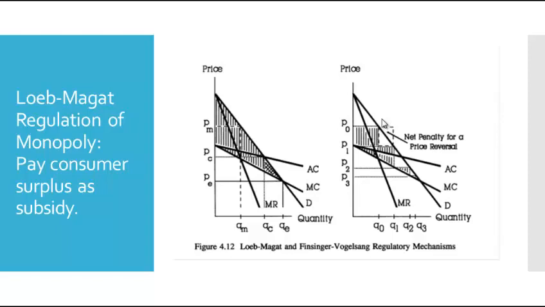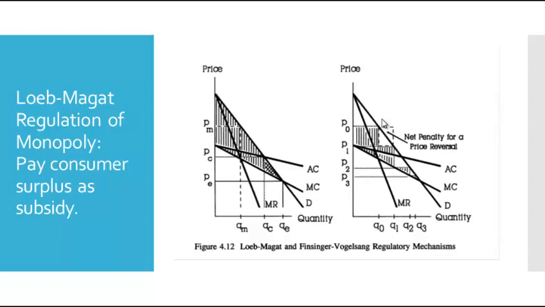Basically the Loeb-Magat regulation mechanism says that we pay the firm the additional consumer surplus. So when it produces more, it gets a subsidy. That changes its cost structure, and you can show that if you pay the full surplus, then the profit maximization amount for the monopoly will now be at the competitive equilibrium, where the marginal cost is intersecting the demand.